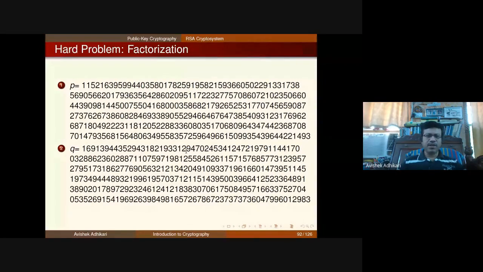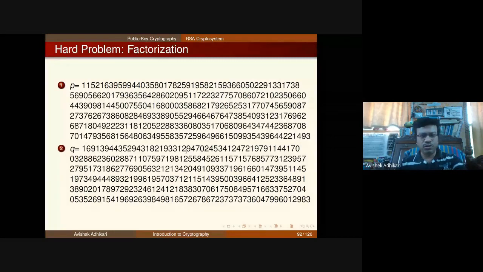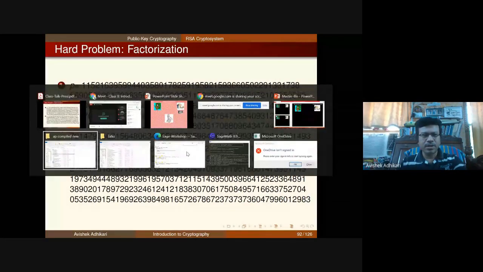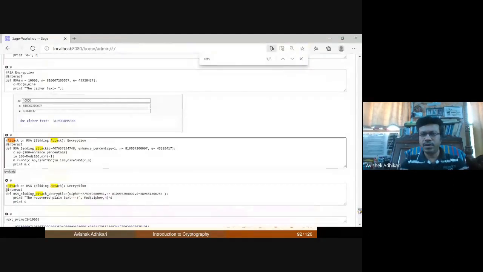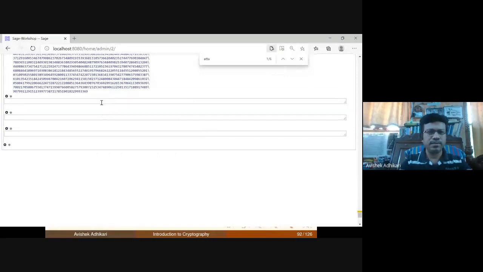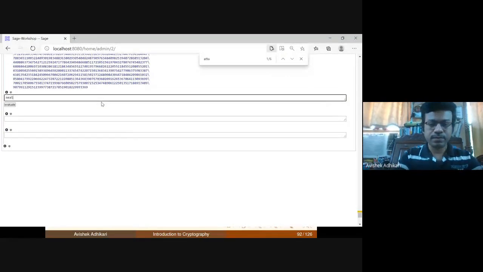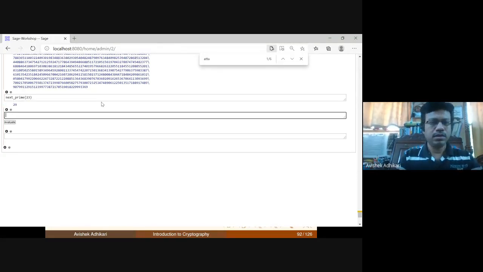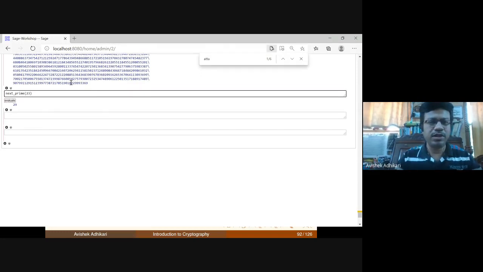Even our small computer, I will show you how to get these big primes. For example, if I write only this code, next prime of 23, it gives 29. So you may think that it's a very small number.